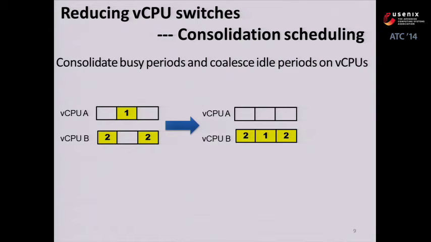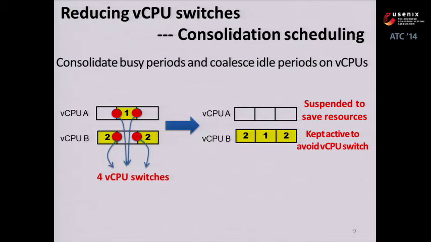But with consolidation scheduling, we deliberately keep some virtual CPUs idle, consolidate this thread onto another virtual CPU and keep that virtual CPU busy. So the effect is that with conventional scheduling, there are a lot of virtual CPU switches. With consolidation scheduling, the idle core is suspended automatically by the virtual machine manager to save resources. And we keep the busy core active to avoid virtual CPU switches. So the result is that the virtual CPU switches can be reduced.